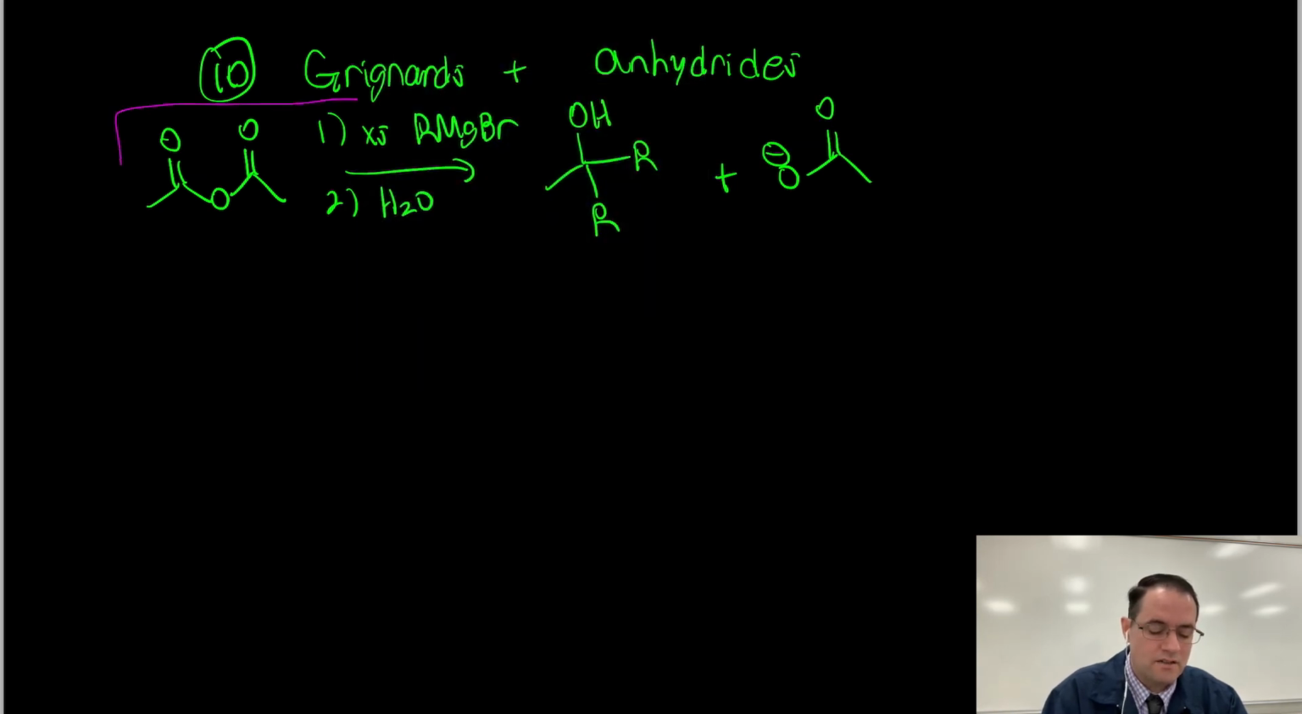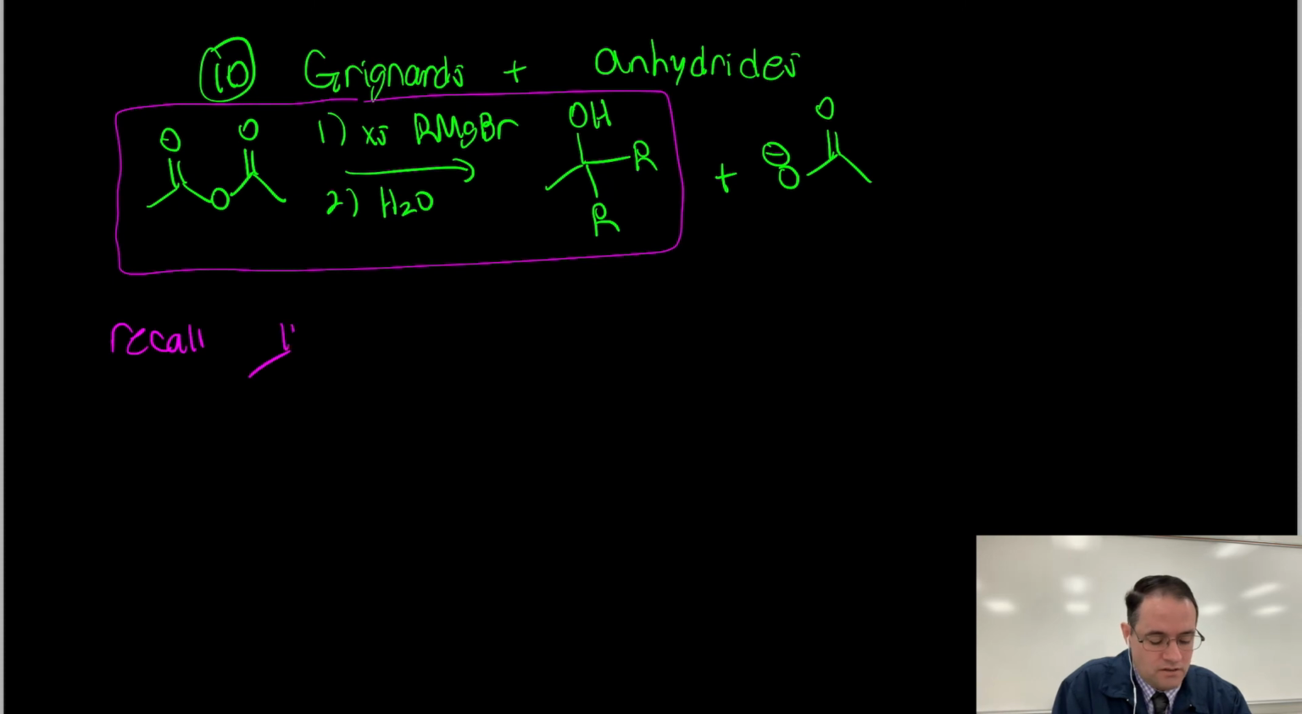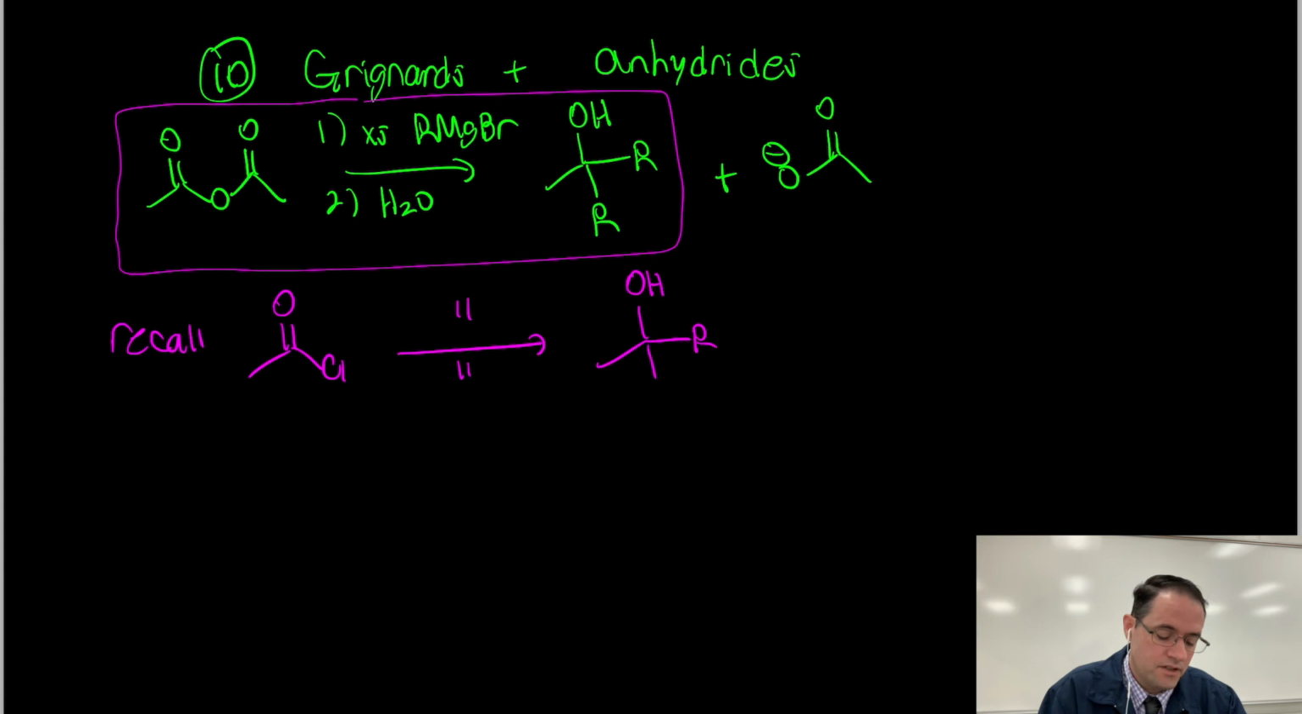I would not write that on the note card. I would just write this portion right here. Okay? So recall that if you have an acid chloride and we treat this with the same reagents, you get a tertiary alcohol with 2 new carbon-carbon bonds. So let me show you the mechanism maybe on the next page.